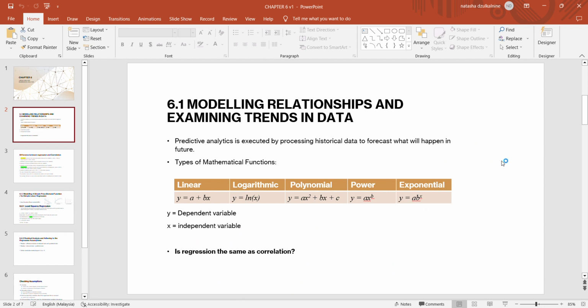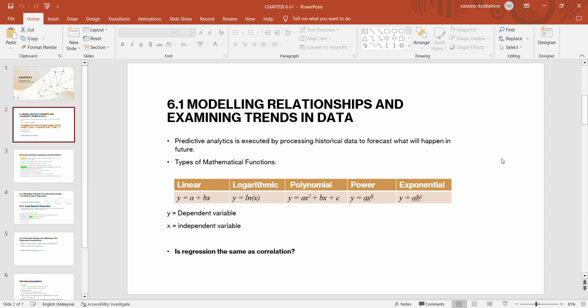Predictive analytics is executed by processing historical data to forecast what will happen in future, meaning that when you have the regression, you can predict the data, what will happen in 5 years time, in 10 years time, for example.